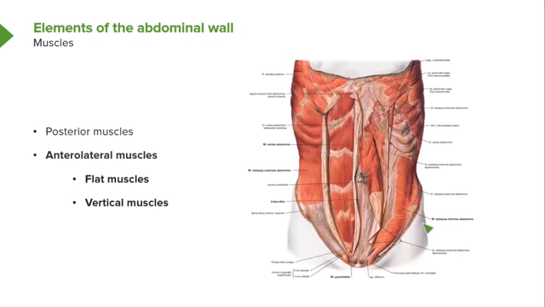For our anterolateral muscles, again, we'll divide those into flat muscles and vertical muscles. We can see our flat muscle region here. We'll have 3 pairs of flat muscles. This represents the external abdominal oblique. Over here, the external abdominal oblique has been cut along this edge and along its aponeurosis here.